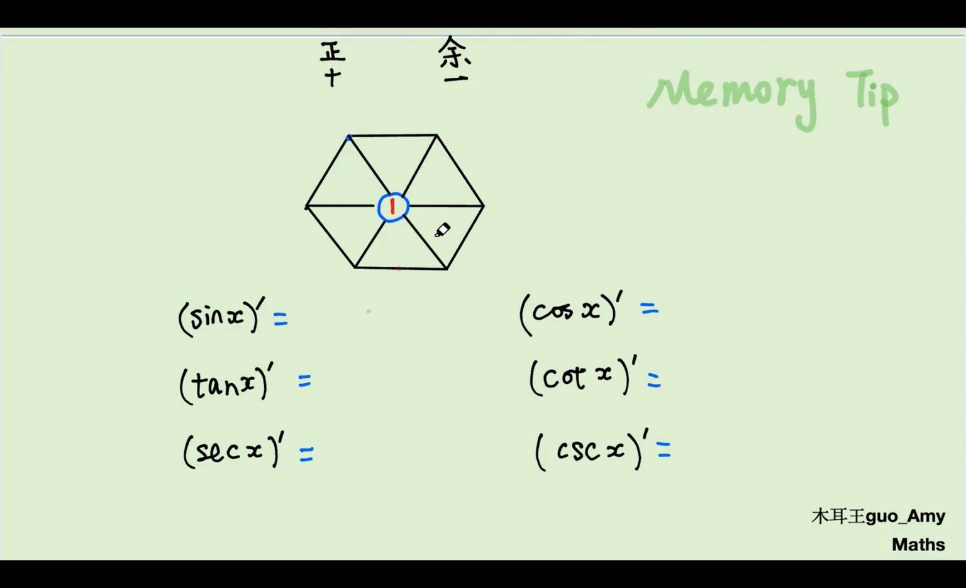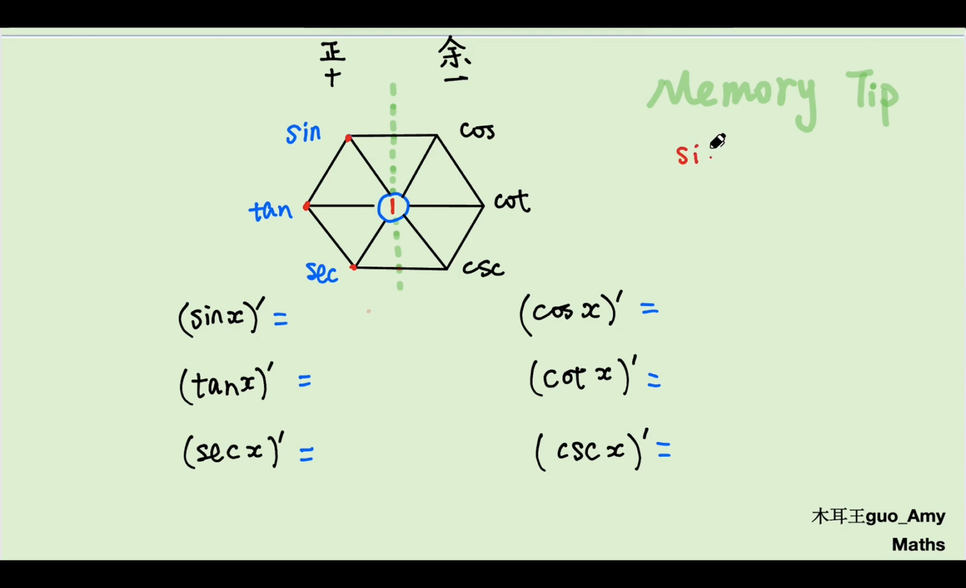Then we are going to divide this hexagon into two parts. Then we are going to place these three functions on the left side of this hexagon. Sine x on the top, tangent x in the middle, and at the bottom we will have sec x. On the right part, we will have cosine x on the top, cot x in the middle, and cosec x at the bottom.